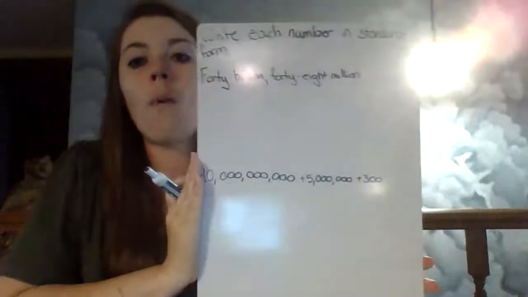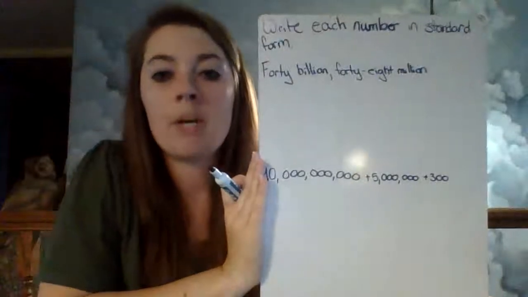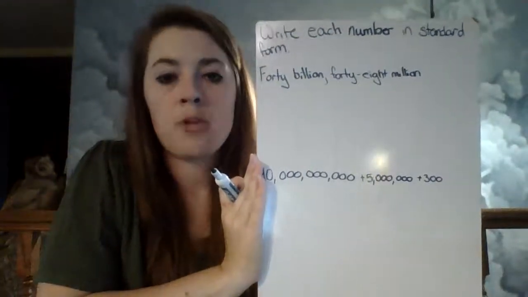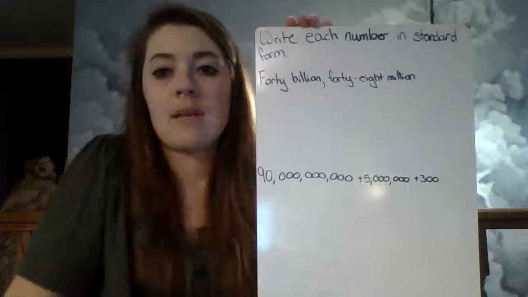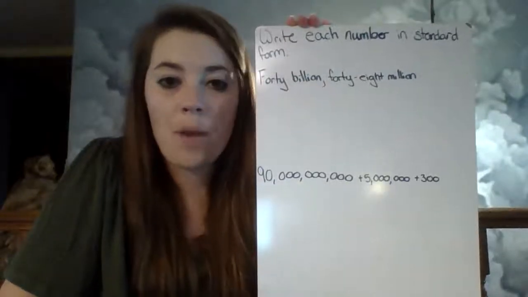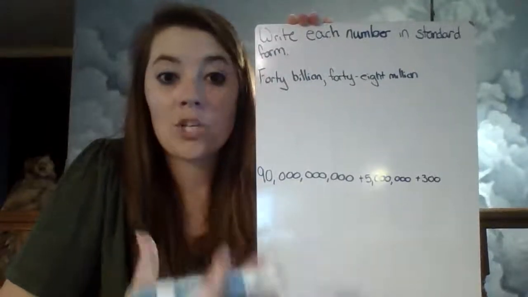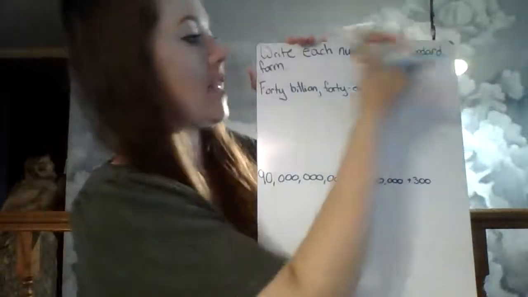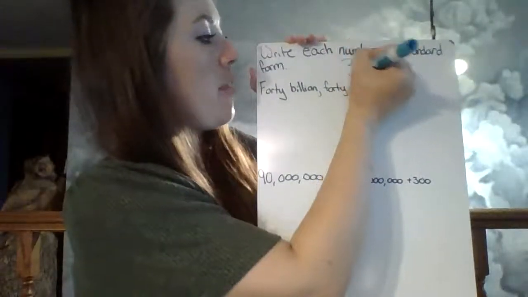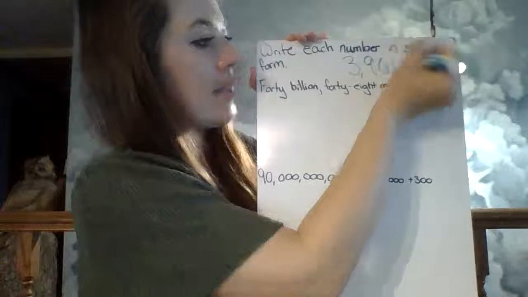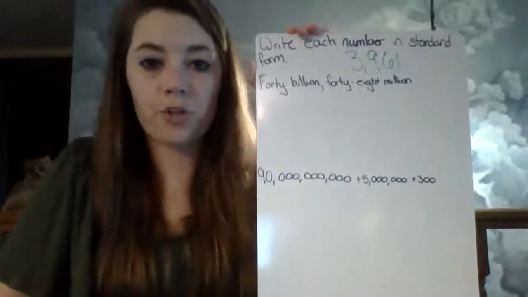So, what we want to do is write each number in standard form. Now, you may be wondering what standard form is. Standard form is the basic way we're used to seeing our numbers. It's the actual number written out. So, for example, it could be 3,961. That is standard form.